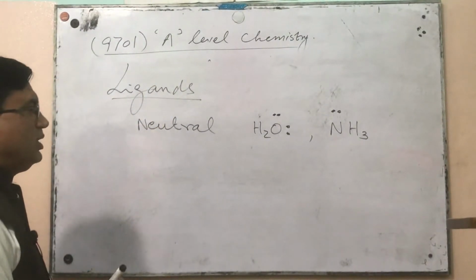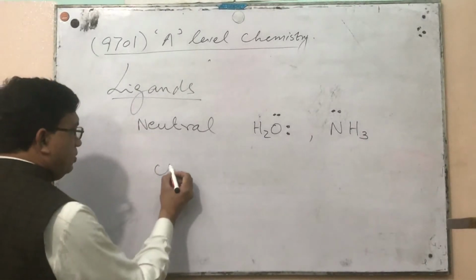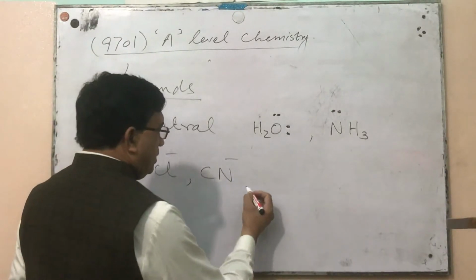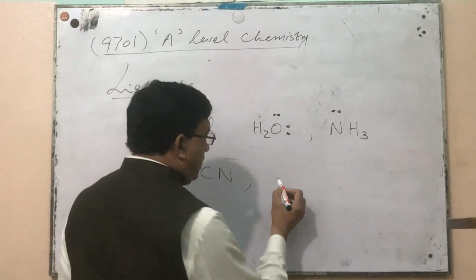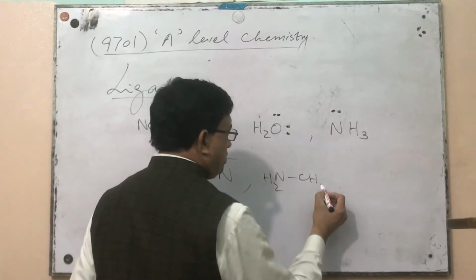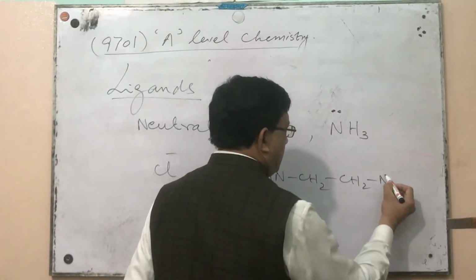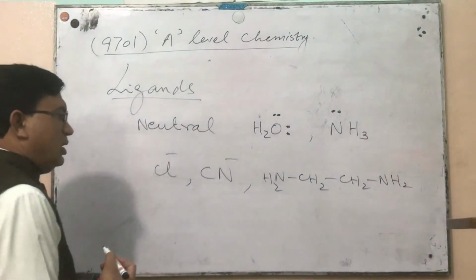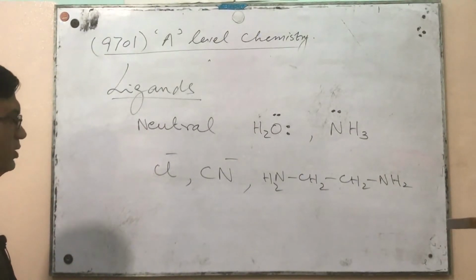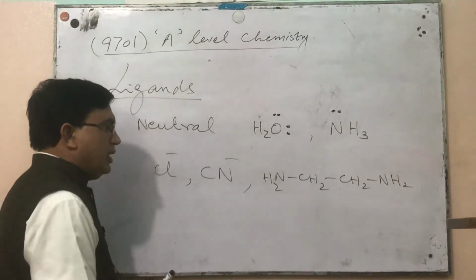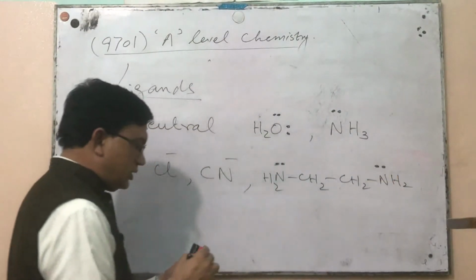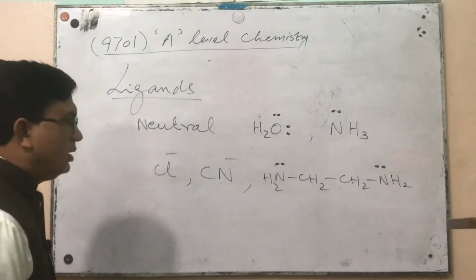But there are some ligands containing charges, for example, chloride, for example, cyanide, for example, diaminoethane, NH2CH2CH2NH2. Similarly, there are so many other ligands present which contain a lone pair of electrons or a pair of electrons with charge. Now, diaminoethane is also a neutral ligand having no charge but two nitrogen atoms containing two lone pairs of electrons.